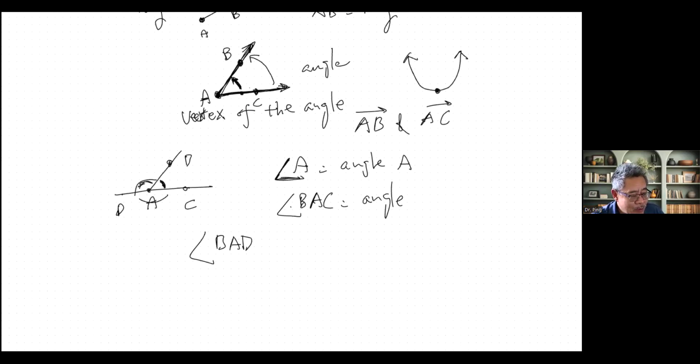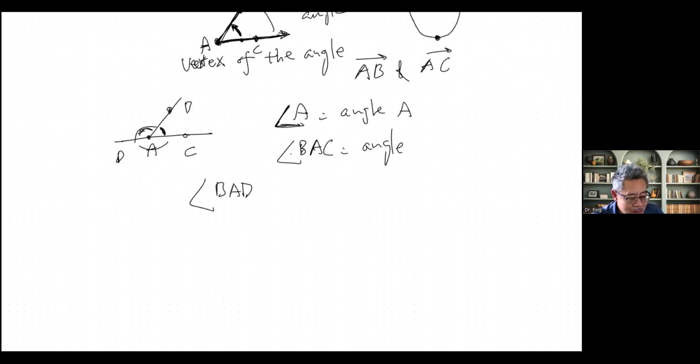Okay, so we talked about point, lines, line segment, ray, and angle. So we have a definition of angle. Then we're going to look at the properties of angle. Now, for the properties of the angle, of course, the first thing we want to know is how big is the angle? Is that 30 degrees, 40 degrees, 90 degrees?